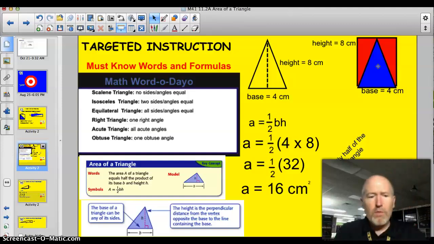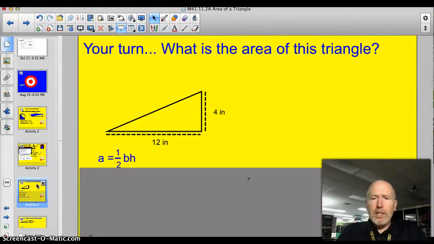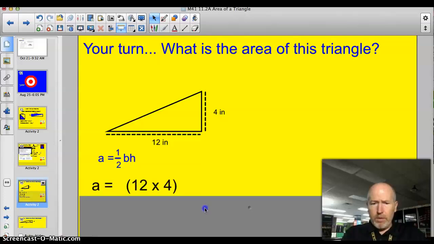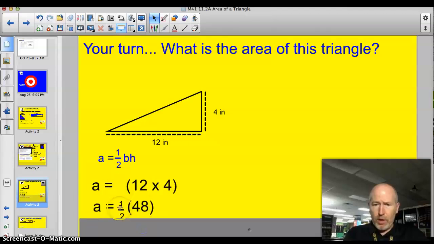All right, let's move on. Take a look at some examples and let you try. Determine the area of this triangle here, and I've given you the formula. Go ahead and pause. Okay, let's see how you did. Well, the base is 12 inches and the height is 4 inches, so the area equals 1/2 of 12 times 4.